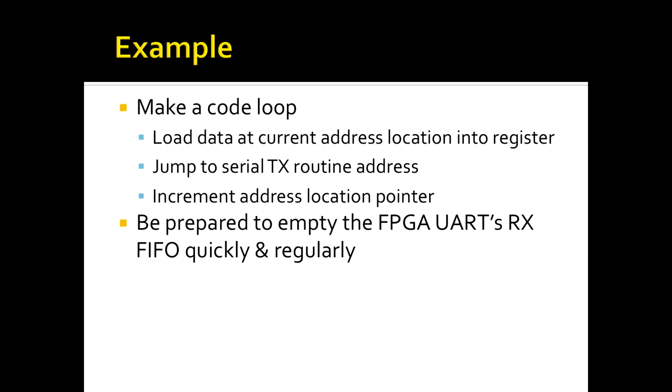So now all you have to do is make a code loop that starts wherever you want, wherever the current execution is, or maybe it jumps to 0000, loads the data from address 0000 into a register, jumps to the serial transmit routine, which will echo that data byte out the serial port, increment the address pointer, and then keep going over and over again, moving to the next memory location.